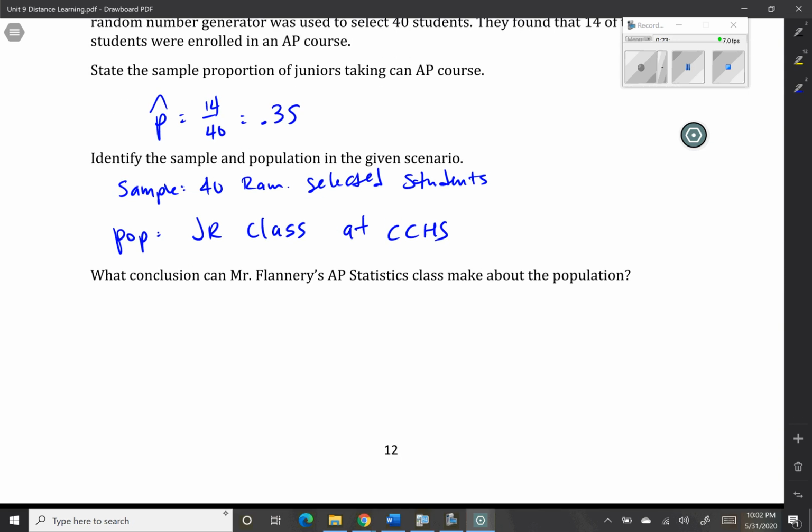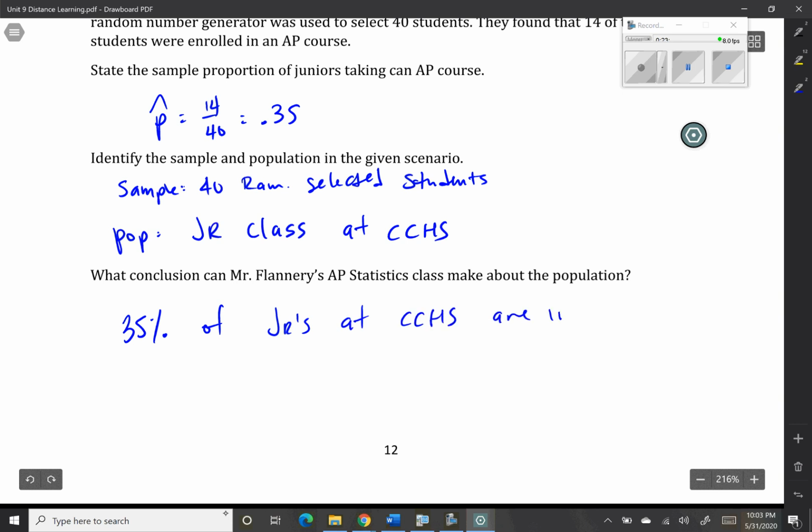So what conclusion can Mr. Flannery's class make about the population? So what he can say here is approximately 35% of juniors at CCHS are in AP courses.